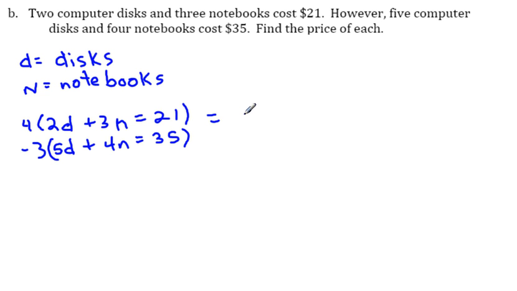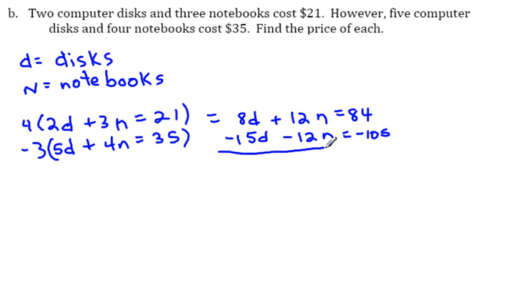So 4 times 2d is 8d, 4 times 3n is 12n, and 4 times 21 is 84. So I have rewritten my first equation, and now I'm going to multiply the second equation. -3 times 5d is -15d. -3 times 4n is -12n. There's that plus and minus I was looking for. And -3 times 35 is -105.